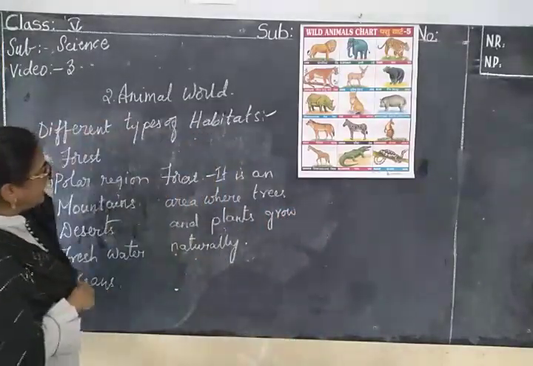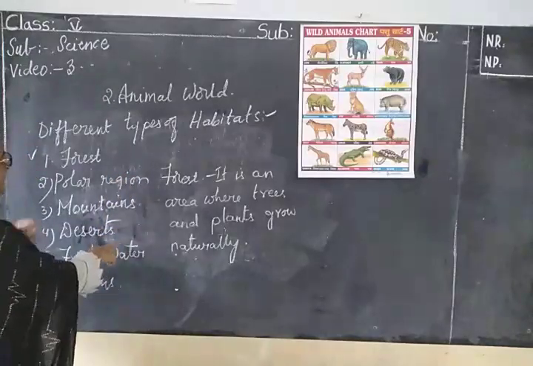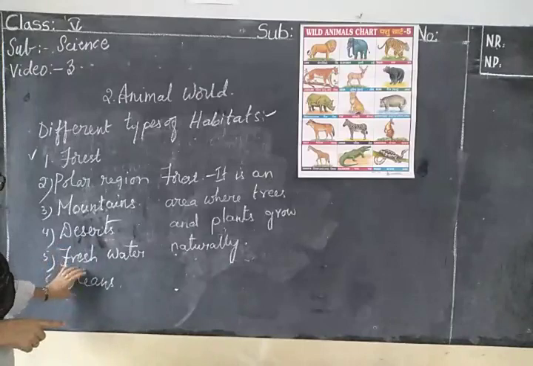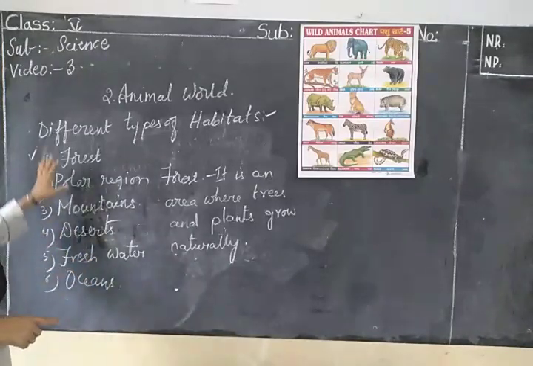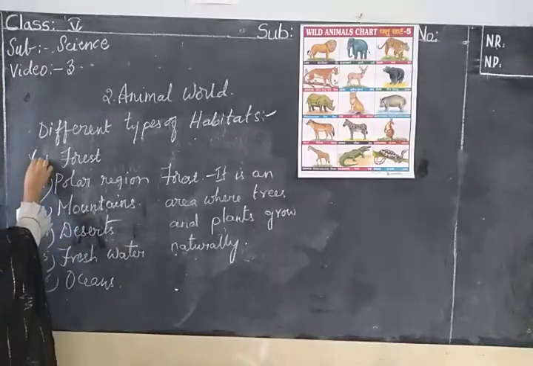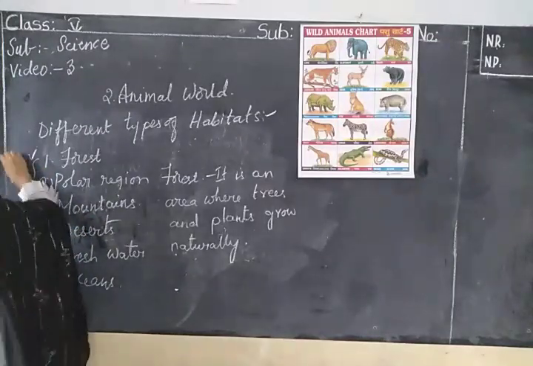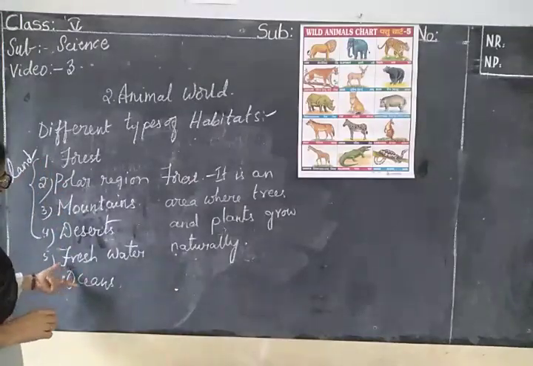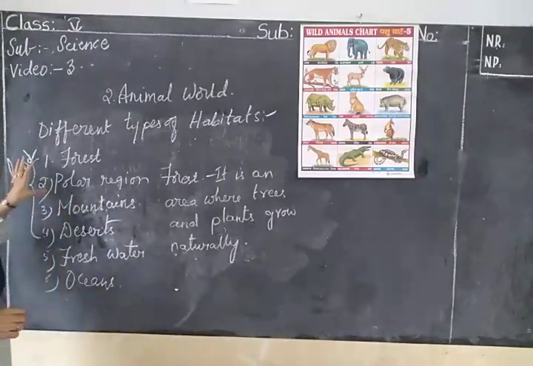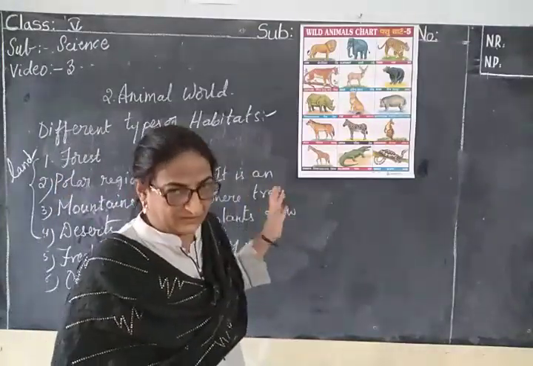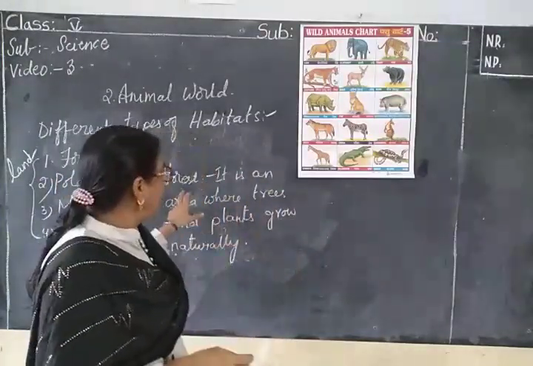So, you have learned about different types of habitats here, isn't it? Forest, polar region, mountains, deserts, fresh water, oceans. Now, forest, polar regions, mountains, desert, these all come under land habitats, isn't it? They are all land. These two only are water. So we are learning about the land habitat. In that we have learned about the forest first. We are knowing about the forest.